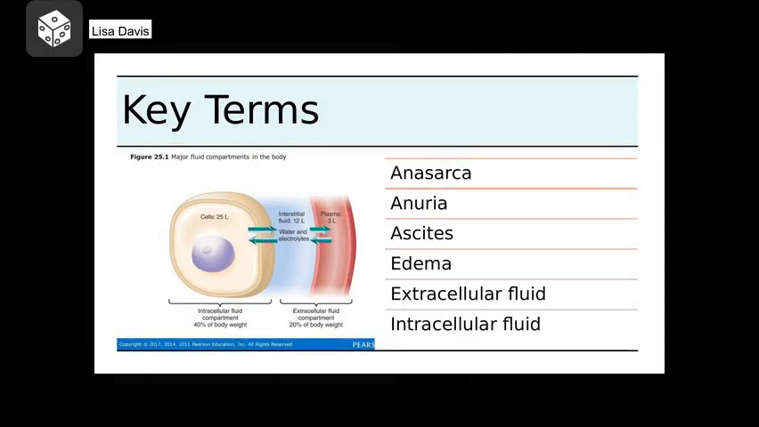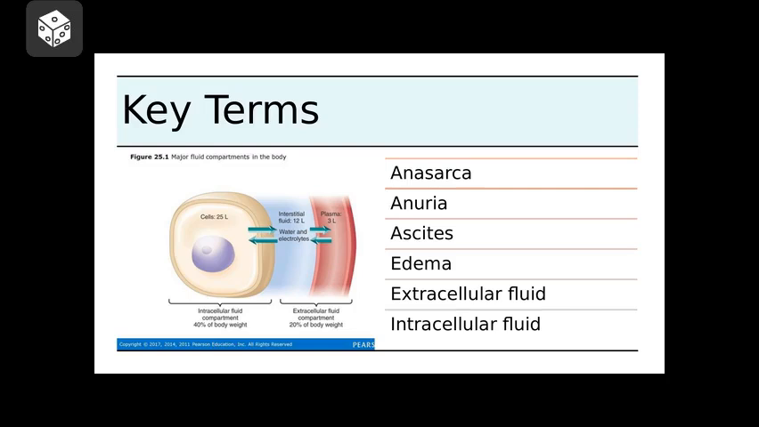Let's start by reviewing a couple key terms that we might talk about when we're talking about fluid volume overload. First term we might talk about is anasarca. So anasarca means generalized massive edema. So your entire body is just completely swollen. So anasarca is very severe all over the body.